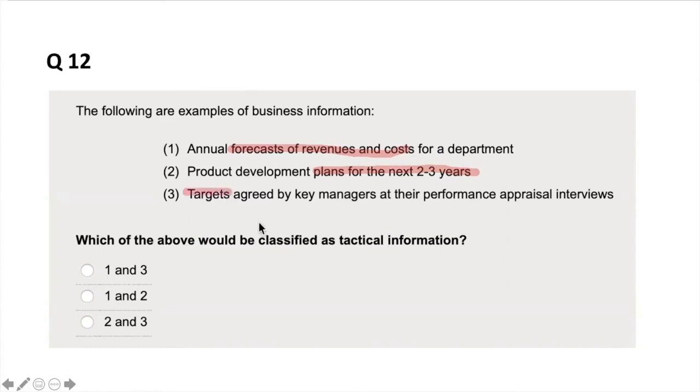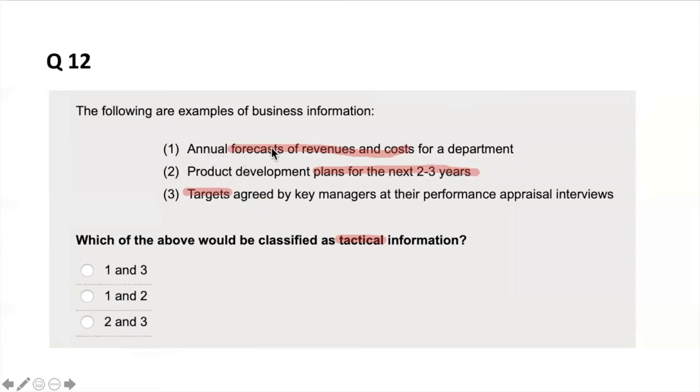So what do we know about tactical and strategic information? That's very important here. Which of the above would be classified as tactical information? So the question here is, what is tactical? And if you remember from your studying, tactical compared to strategic is more short-term. Strategy has to do with long-term. So which of the ones have to do with long-term? Only number 2 here. Product development plans for the next 2 to 3 years, that's more strategic. The other 2 are more tactical.